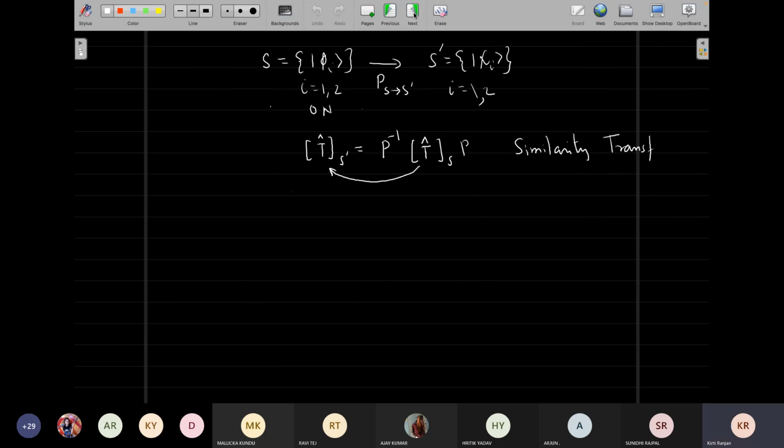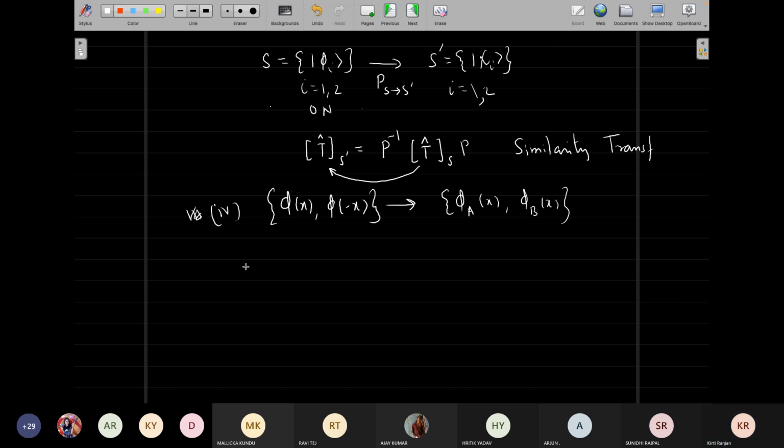Okay, so let's do this. We had originally phi x and phi minus x. I will take it to a representation where we have phi a x and phi b x, where phi a x is defined as 1 over root 2 times phi x plus phi of minus x, and phi b x is defined as 1 over root 2.